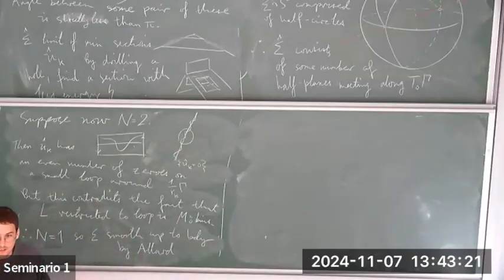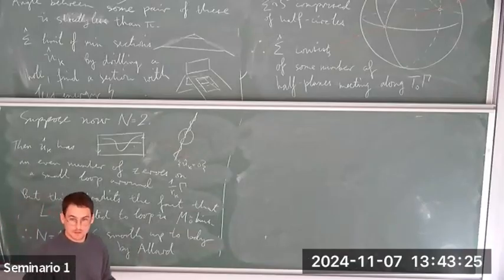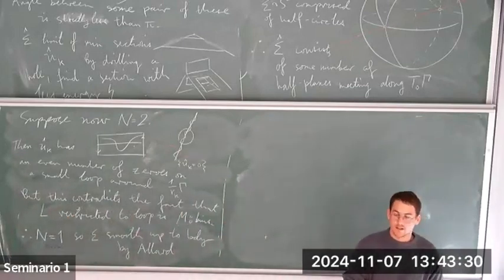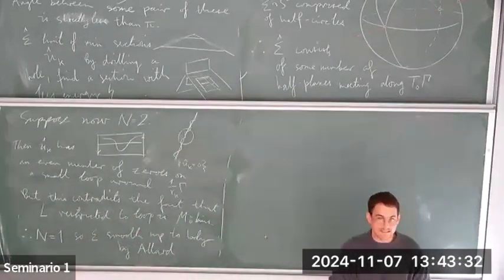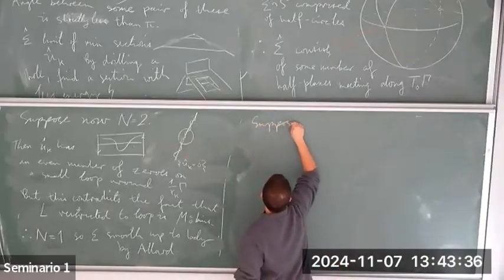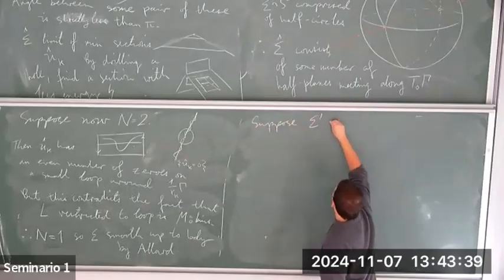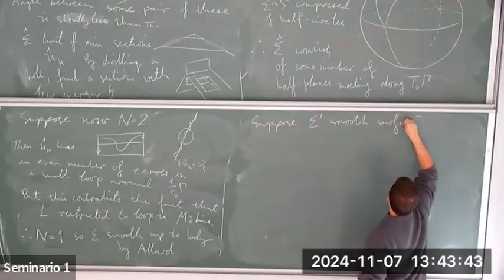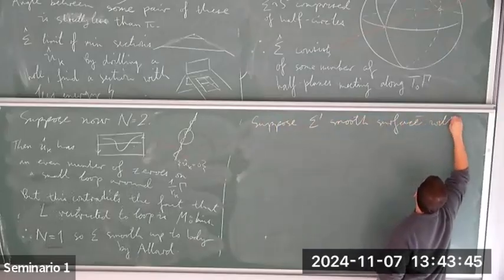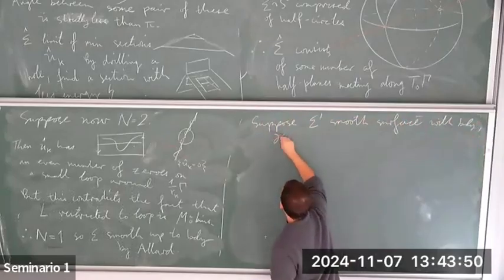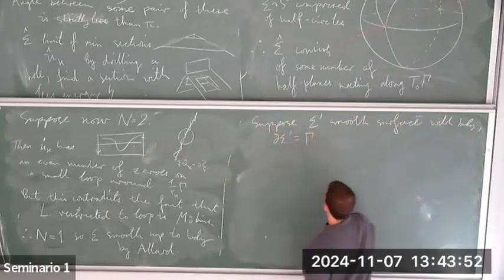There's only one last thing which I should explain, which is why is this sigma a solution to the Plateau problem? So that means we have to prove that it has the least energy among all surfaces. Let's say sigma prime is smooth with boundary and boundary gamma.